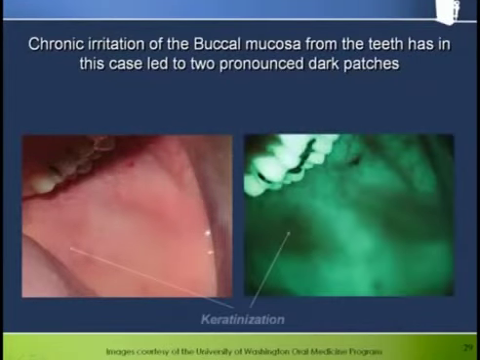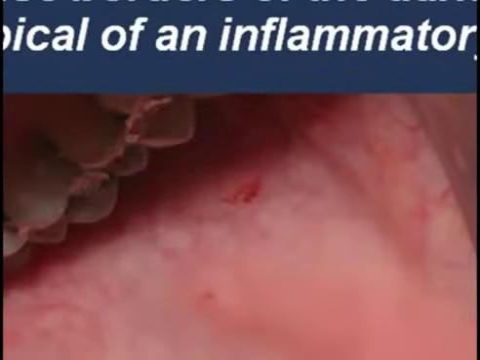Chronic irritation of the buccal mucosa from the teeth has in this case led to two pronounced dark patches rather than a line. Still, the principle is the same. Again, notice the diffuse borders of the dark inflamed areas under VELscope. Also, the vessel damage with the extravasated blood, also no doubt associated with trauma, has a corresponding very dark presentation under VELscope, which is entirely to be expected.